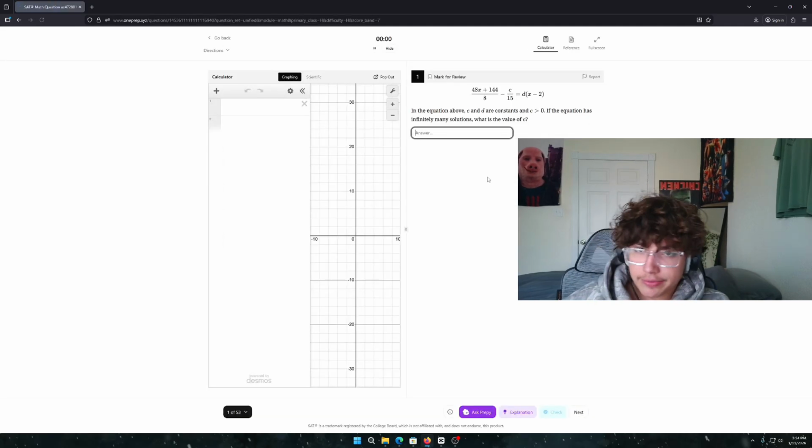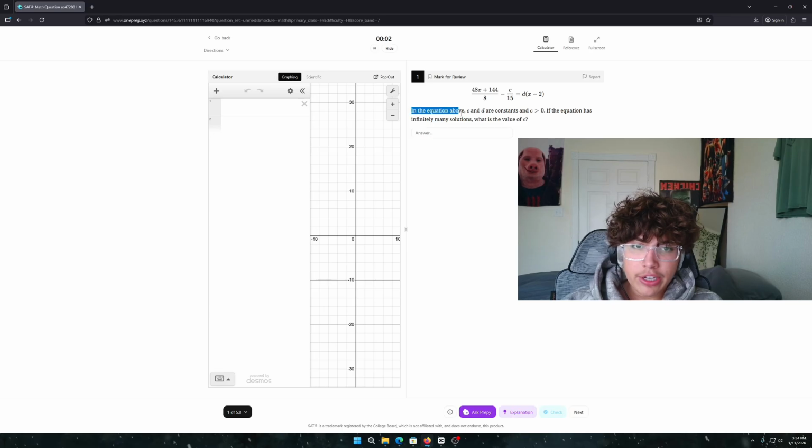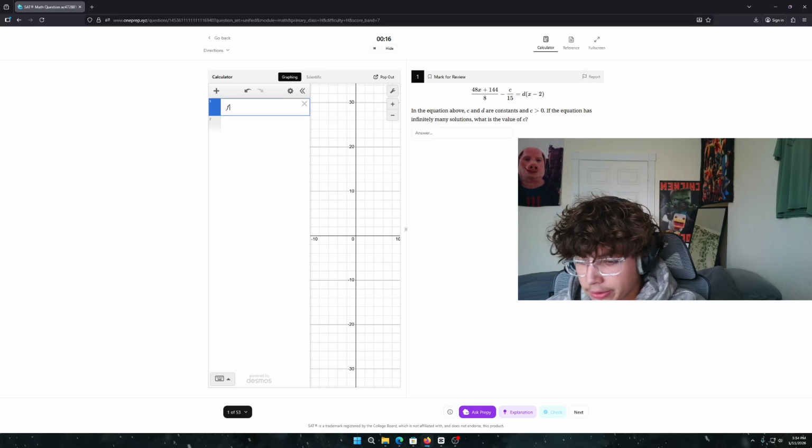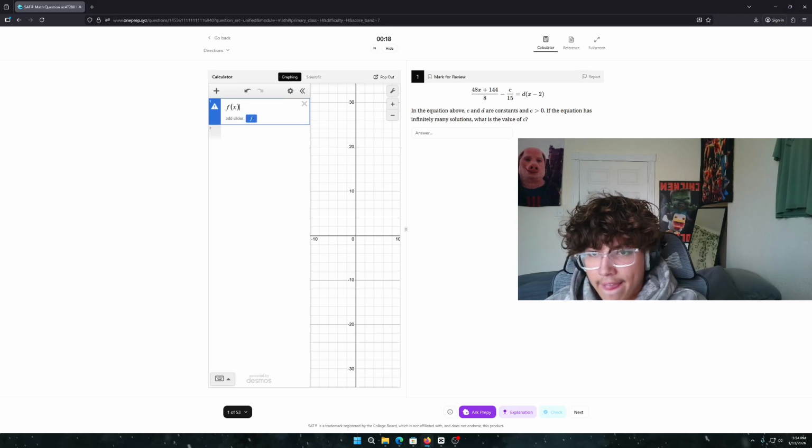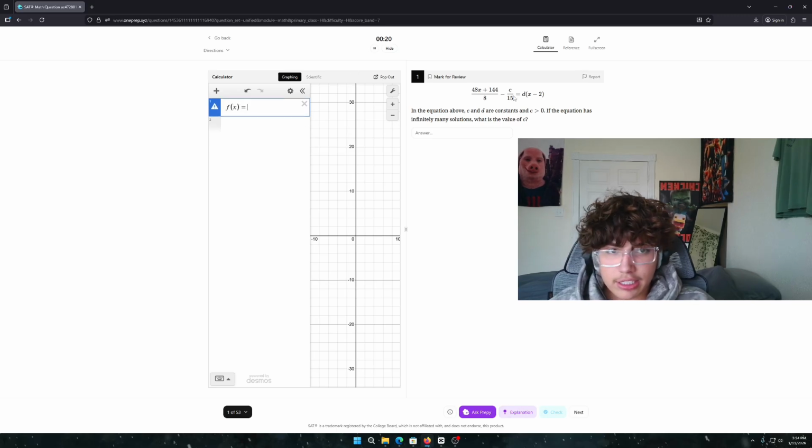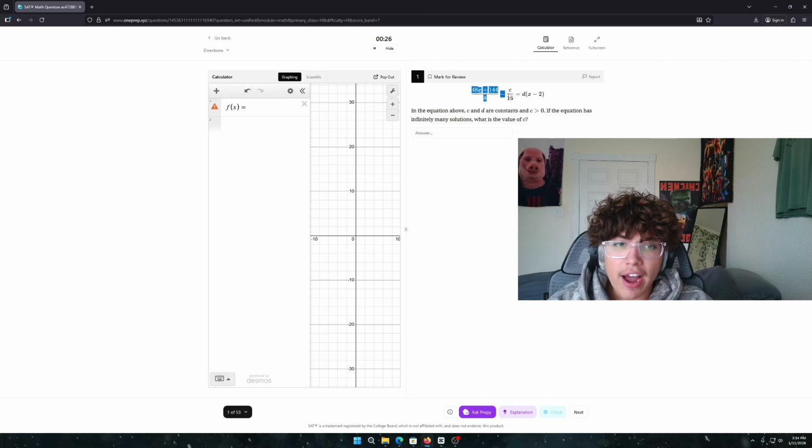Let's get started. In the equation above, c and d are constants, and c is greater than 0. If the equation has infinitely many solutions, what is the value of c? Looking at this, it's a system of equations. I'm going to set f of x to this side and g of x to this side. I'm just defining these as functions of x so I can type it better.